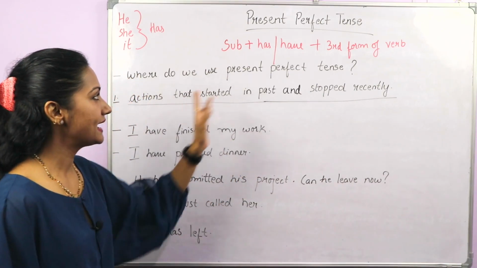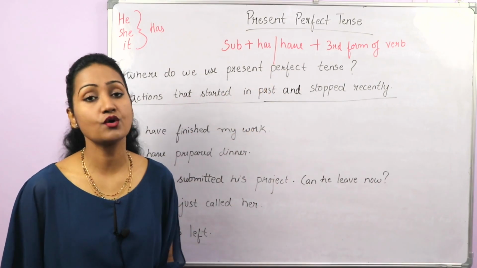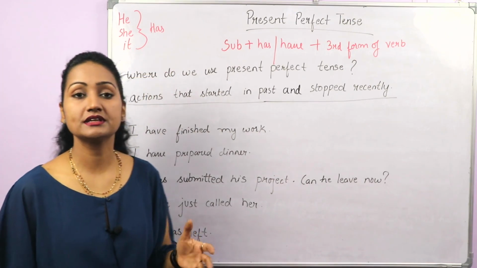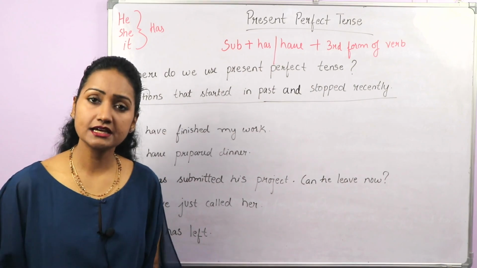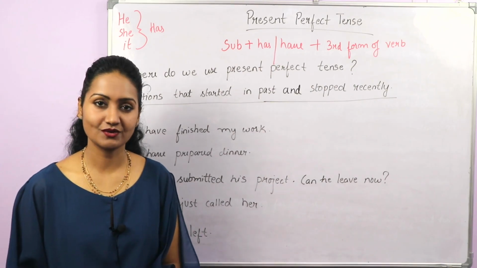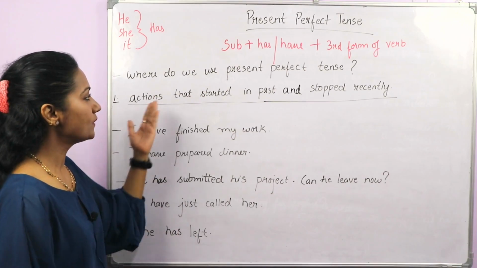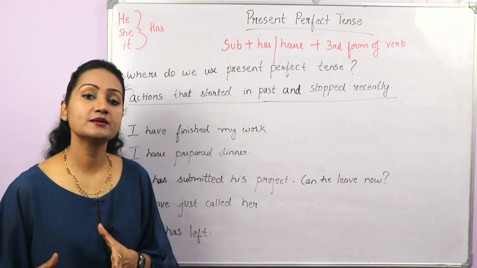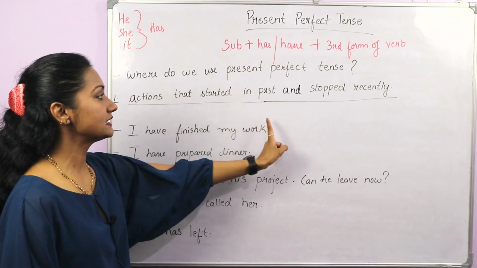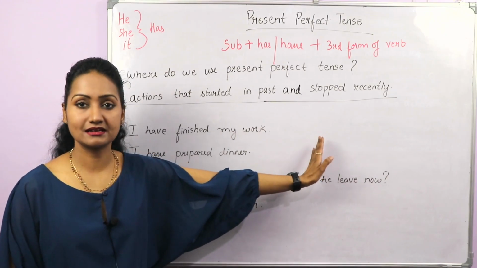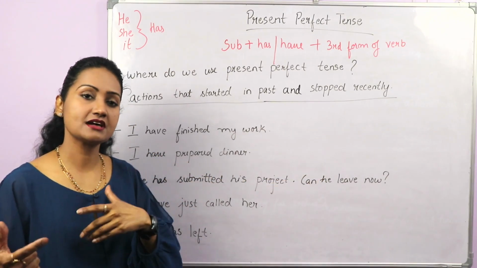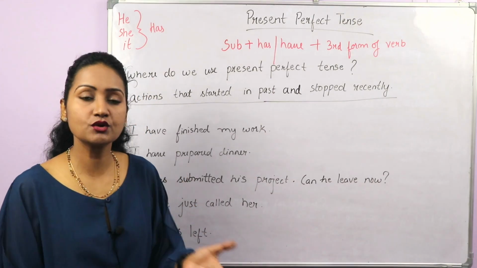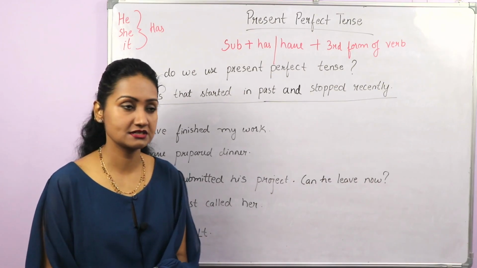Now has or have, you can use either has or have. With he, she and it, we use has, and with I, you, they, we use have. Where do we use present perfect tense? We use present perfect tense to describe actions that started in the past and stopped recently. So that means they started in the past and stopped in the past only, but recently, close to present, but not in present.